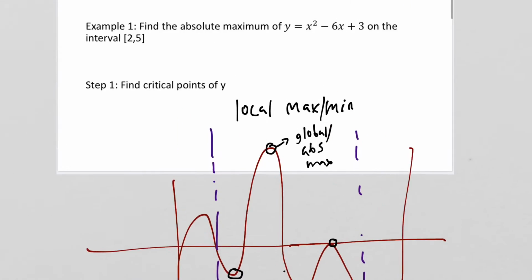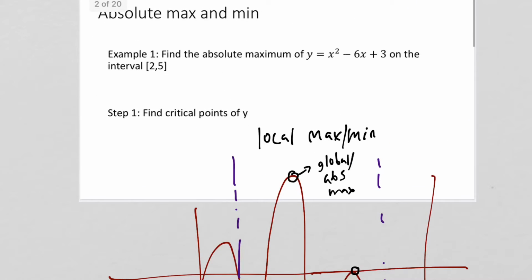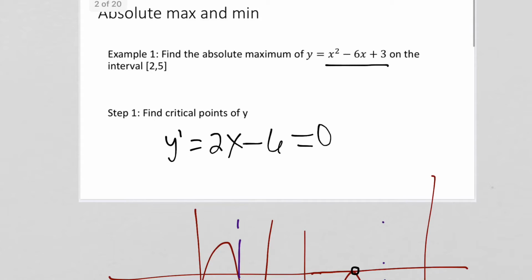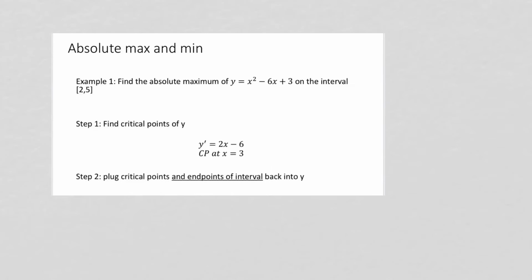So now, looking at a function, our goal is to try to determine the absolute or the global maxes or mins. Our first step here is to find critical points, and you should know by now how to find critical points when given a function. If I have a function, I'm going to take the derivative, y prime, which equals 2x minus 6, and then critical points happen when this derivative is set equal to 0. That's not too hard. 2x minus 6 equals 0, so we have a critical point at x equals 3.